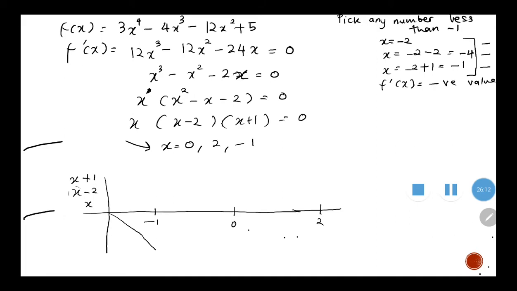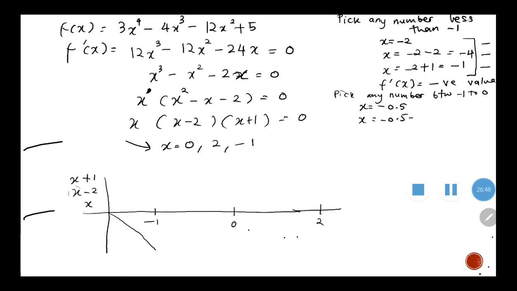Any number in between -1 to 0. I want to pick any number. I will write it down here so that you will really understand this. Between -1 to 0, I will pick x equal to -0.5.